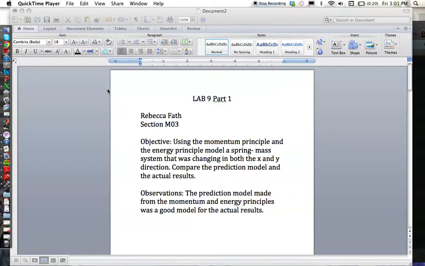The object of this lab was to use the momentum principle and the energy principle in order to model a spring mass system that was changing in both the x and y direction. And in the end, we went to compare the prediction model with the actual results. My observations were that the prediction model made from the momentum and energy principles was a good model for the actual results.